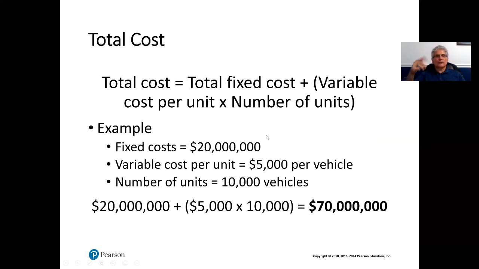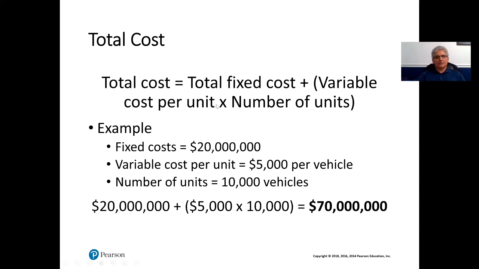Total costs are really made up of total fixed plus variable cost per unit times the number of units. The example here is we have fixed costs of $20 million. Our variable cost per unit is $5,000 per vehicle. The number of units is 10,000. Well, can we figure this out? Can we figure out what our total cost is?